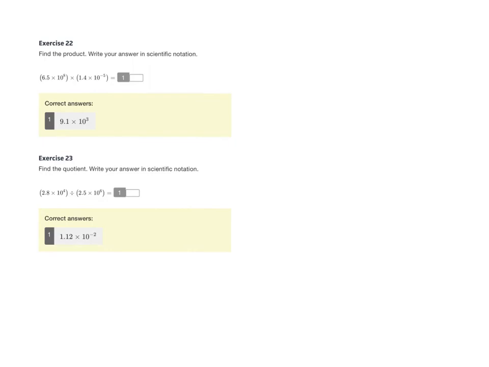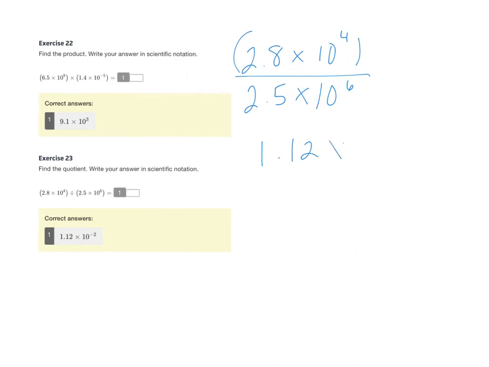23, I've got 2.8 times 10 to the 4th divided by, so I'm going to put it over 2.5 times 10 to the 6th. 2.8 divided by 2.5 gives me 1.12 times 10 to the, and remember when the base is the same and we're dividing, we're going to subtract these. So this is going to be 4 minus 6. 1.12 times 10 to the negative second.